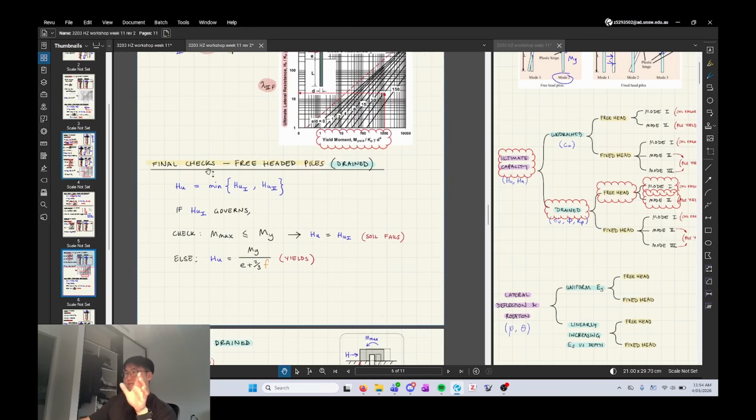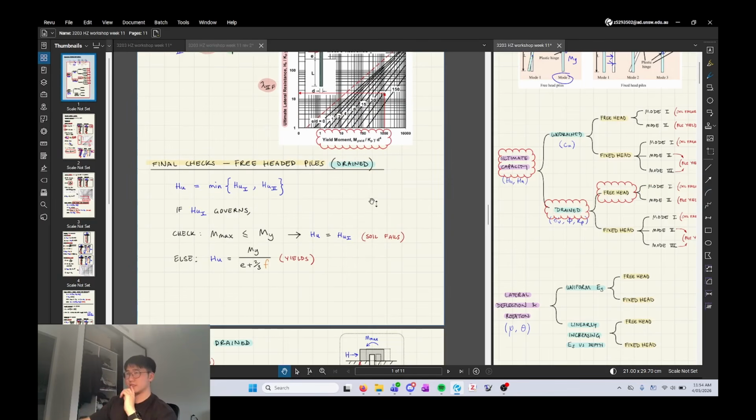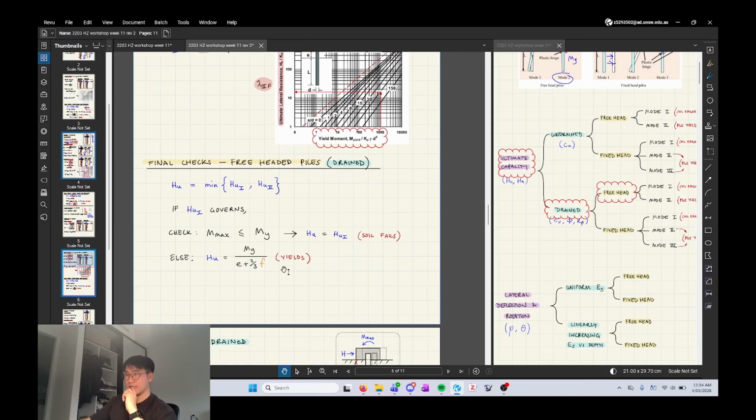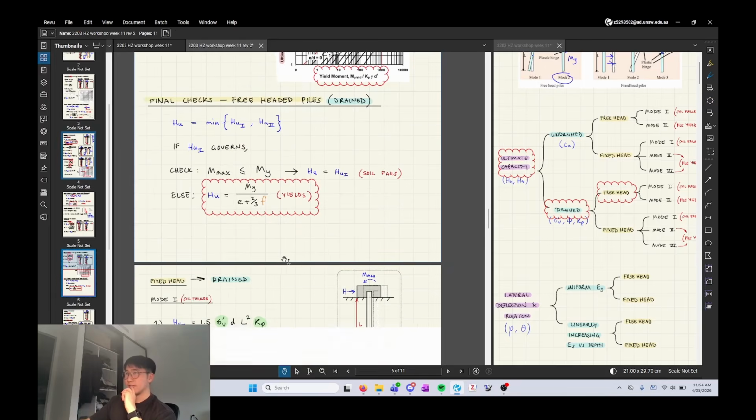All right. So now we're checking which mode governs, what's the max horizontal. So just follow this. Similarly, I did a rearrangement to figure this out. Okay.